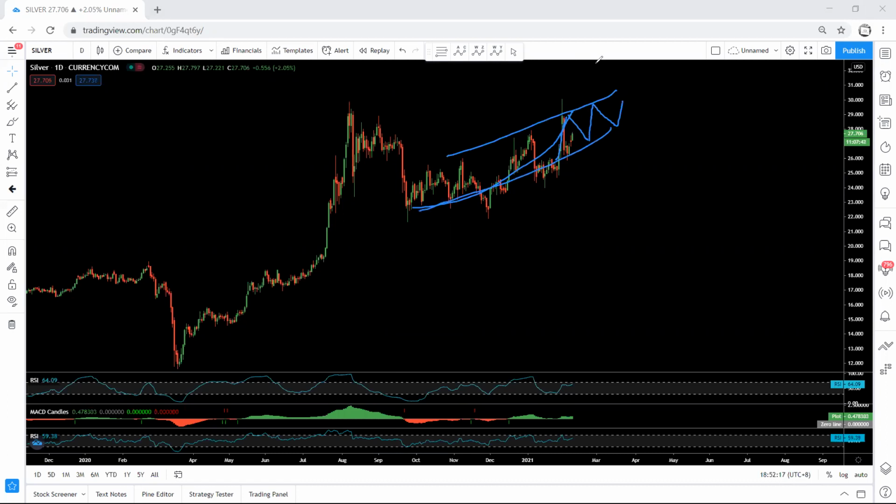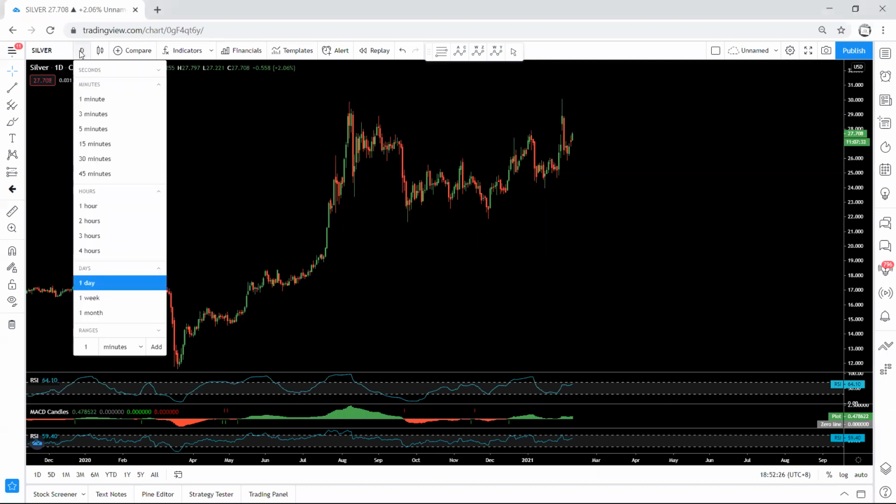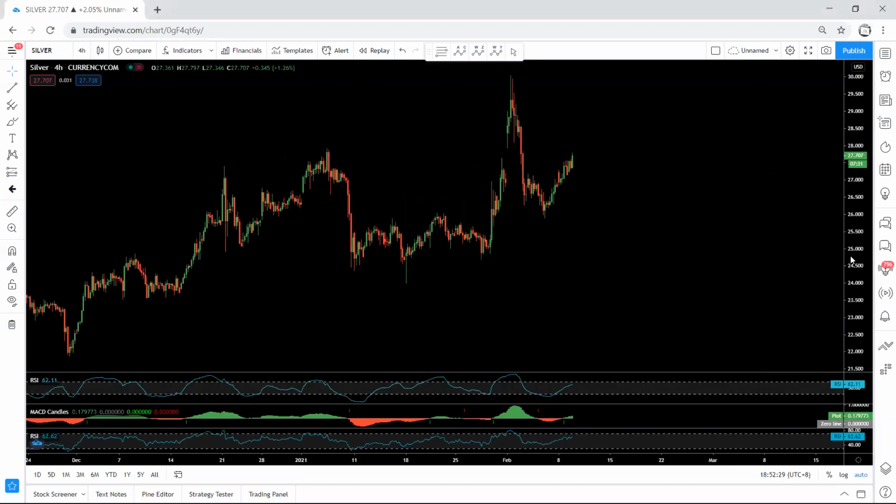Now, as I say, we are more interested in a down move, and we want to see whether we can get any correction here before we look for a sell. But based on the daily chart, we don't have anything. So in this case, we move to a lower time frame, the four-hour chart.